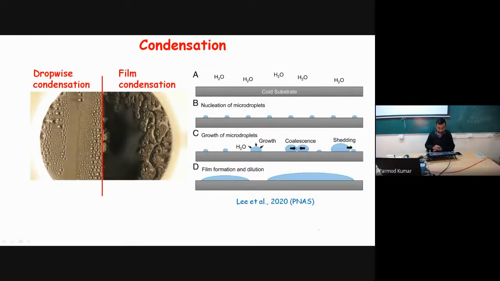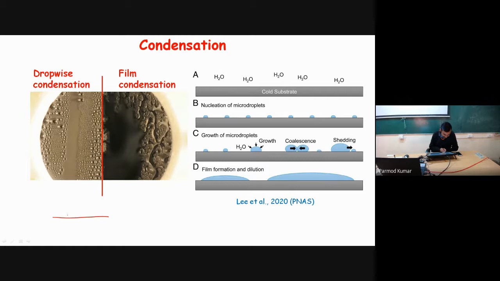Okay, now this is another important application which is related to condensation heat transfer. So we do know about drop-wise condensation and film-wise condensation. This is a typical representation of drop-wise condensation. Over here you can see small drops forming over the surface.